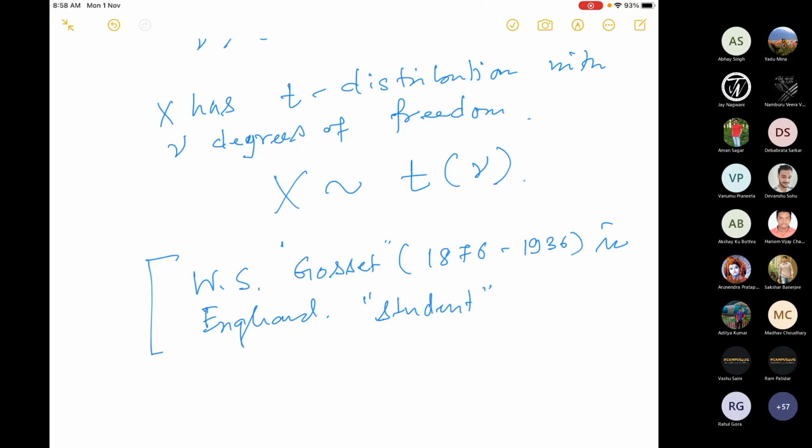This is nothing about students using it. That's why it is called student distribution. It's not like that. Because this guy used the pseudonym Student, that's why it's called the student t distribution. But this is a very complicated thing.